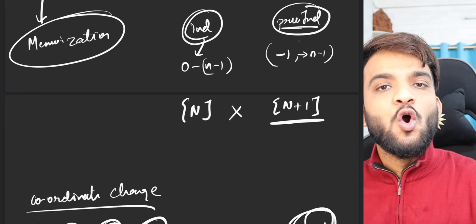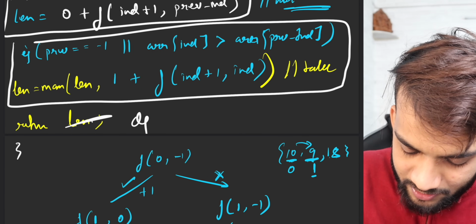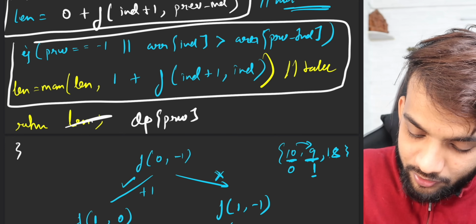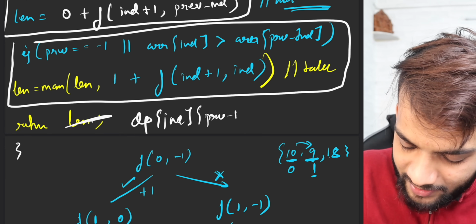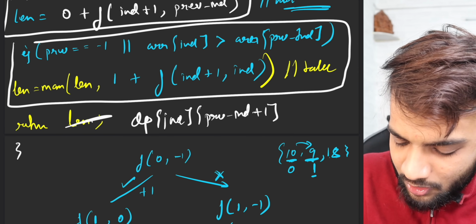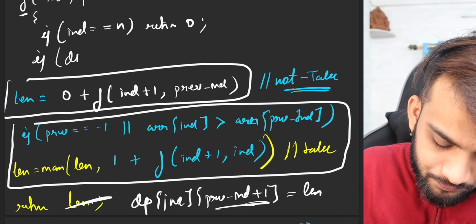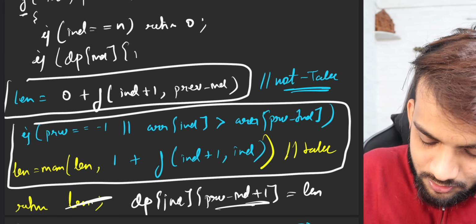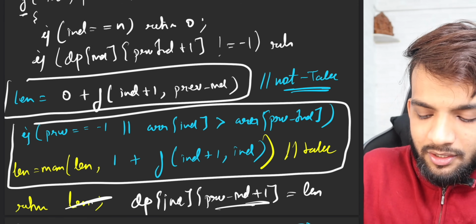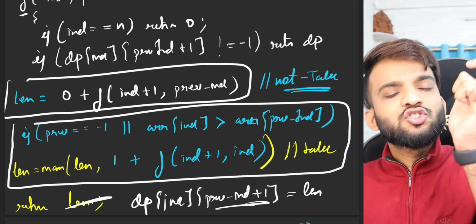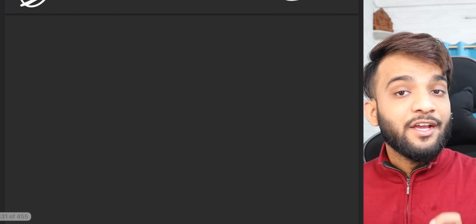That's it. Just do a coordinate change. And you know how to just change it. Over here, instead of this, you write dp of index and previous index while storing, do a coordinate change. That's it. Previous index +1 will do a coordinate change, equal to length. While you come across dp of index, previous index +1 not equal to -1, then return. What I did was I just did a shuttle coordinate change and I converted this into a memoization solution.